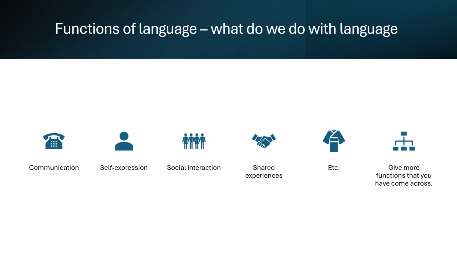So for self-expression, language is also another important thing. Then social interaction. Language is used for social interaction. Through language you're able to interact with people, you're able to talk to them, you're able to share their experiences, you're able to communicate what you feel, you're able to hear what they feel, you're able to hear from them and all of that. Then it's for shared experiences.